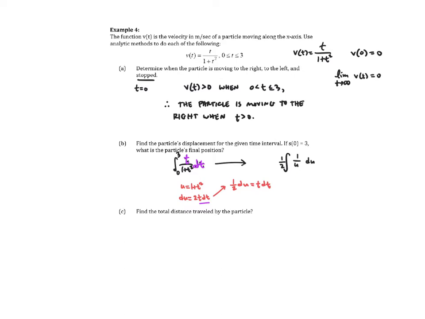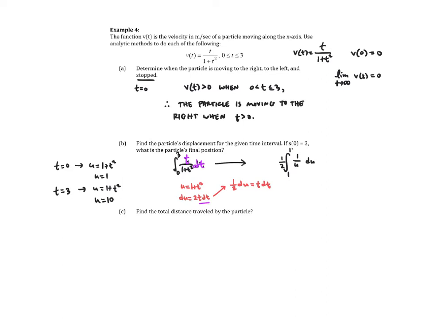Now, we need to change the limits of integration here. So if t equals 0, and knowing that u equals 1 plus t squared, then u equals 1. So my new lower limit for this integral will be 1. If t equals 3, knowing that u equals 1 plus t squared, then u will equal, I believe that's 10.